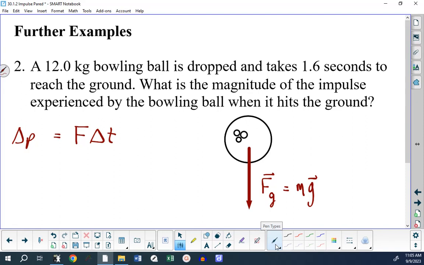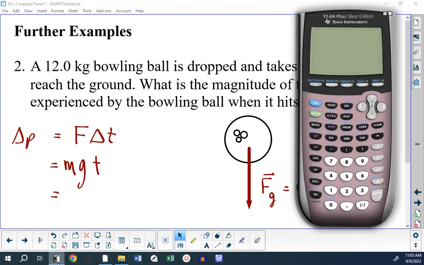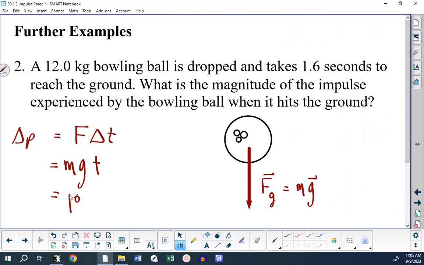Well, it's the magnitude of the change in the momentum. I'm not using vectors here because I'm not asked to. This will be m times g times t. I don't like to use delta t there. This is a very simple question once you set it up that way. The mass of the bowling ball is 12 kilograms. I don't bowl. That seems like an awfully heavy bowling ball, but let's just assume that it's right. Multiplied by 9.81, multiplied by 1.6. So what we're getting for an answer is 188.